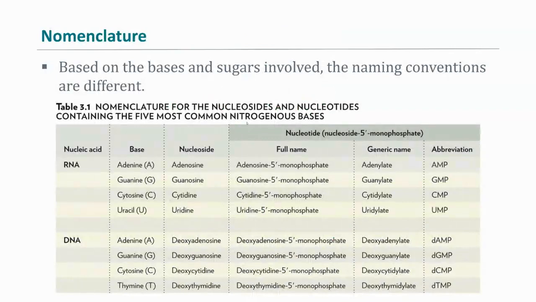And so basically here's the nomenclature for the nucleoside and the nucleotide. For the DNA here, adenine, so deoxyadenosine, right? The full name is deoxyadenosine 5' monophosphate. So that's dAMP. And then for RNA, that'll be the adenosine 5' monophosphate. So that'll be AMP, right?